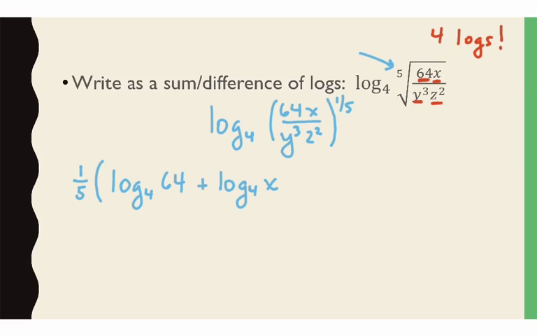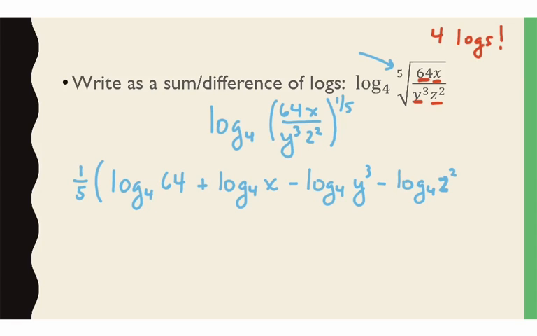Now the next 2 are both in the denominator. That means they're both subtracted. So minus log base 4, y to the 3rd, minus log base 4, z squared.